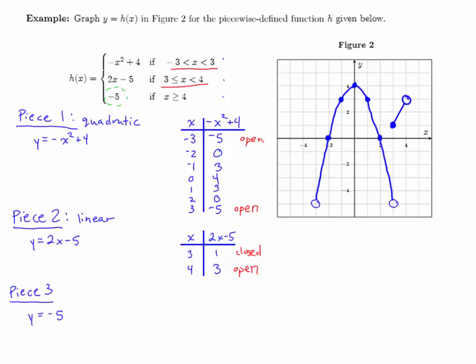So I'll go to 4, negative 5. So I've got that filled in circle at 4, negative 5. And then I will do all values of x greater than or equal to 4. So I'll make my horizontal line going to the right, and then I'll add an arrow. Again, that arrow is coming from the fact that x is greater than or equal to 4. So at this point, the graph of this piecewise function, so we've graphed y equals h of x, is complete.